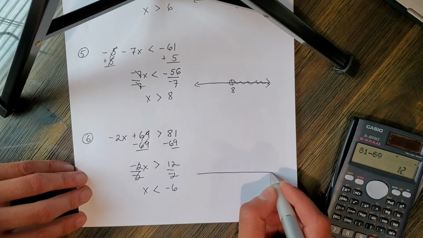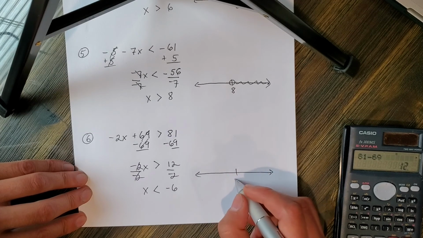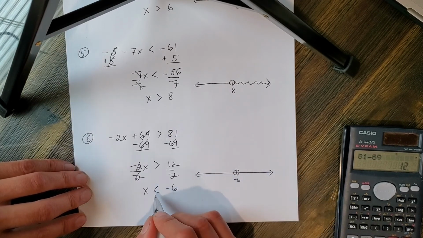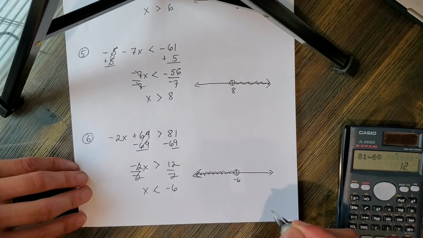So write your little tick mark there, put a -6 there, open circle. Do we shade it in? No, we don't. And now the symbol is less than, so we have to go all the values to the left. And that's it.